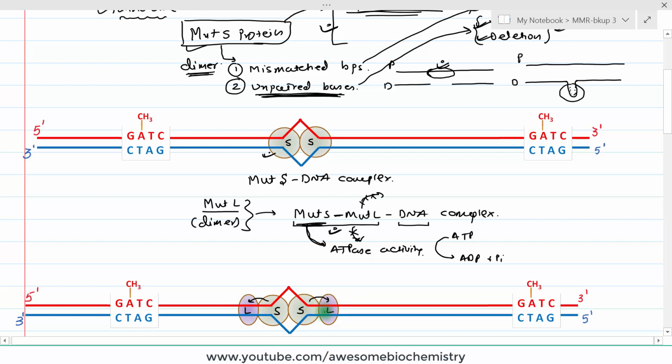It will transfer to this MutL protein. So it will start pulling up this DNA, one nucleotide at a time. One nucleotide pulling requires one ATP. For the second nucleotide pulling, a second ATP will be required. Third nucleotide pulling, third ATP will be required, and so on and so forth. So one by one nucleotides are pulled up in this complex, and each time one ATP is used.